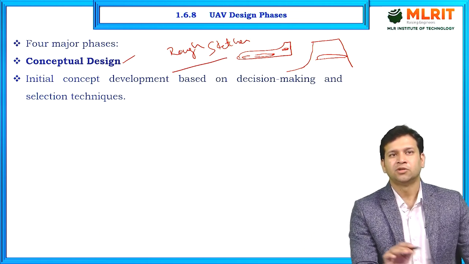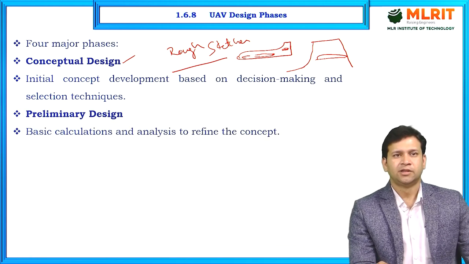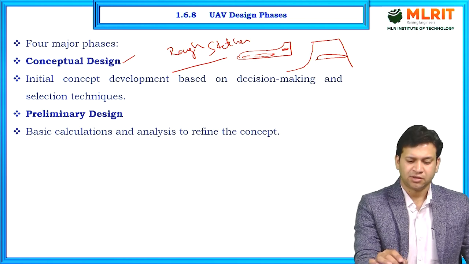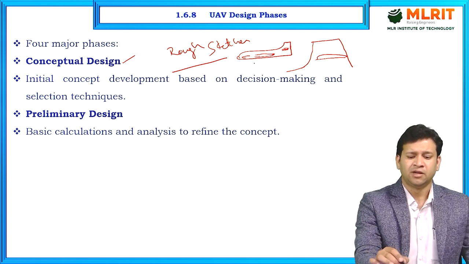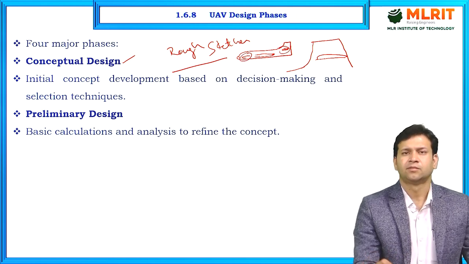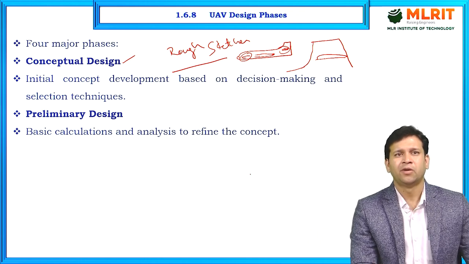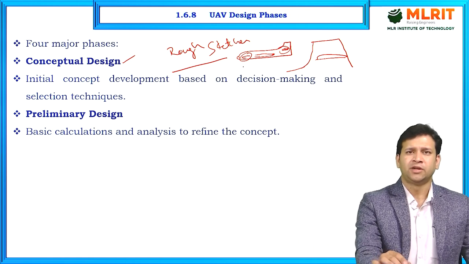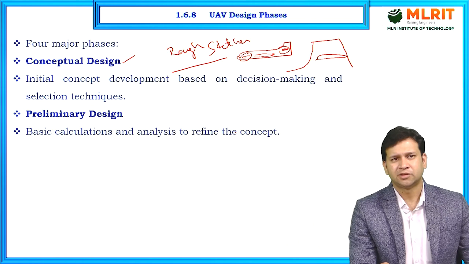Once the conceptual design phase is crossed, when we enter the preliminary design phase, then the basic calculations and analysis refine the concept, and if there is a change in the primary control surfaces of these unmanned air vehicles, if it is not required, this can be removed. It's not mandatory that it will be removed in the preliminary design phase. Depending upon the outcomes, if our outcomes are very good without these primary control surfaces, then it's better to remove it because the weight will be minimized.